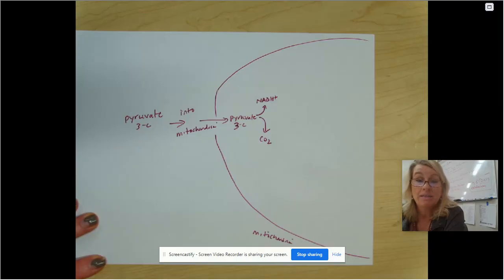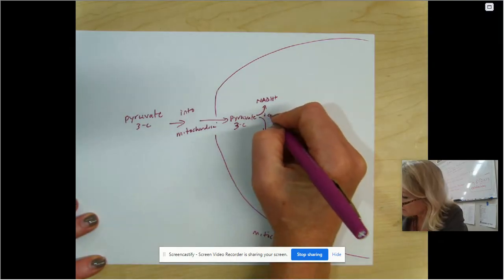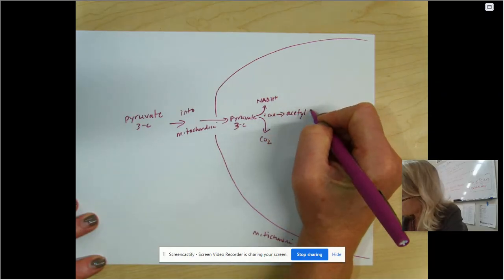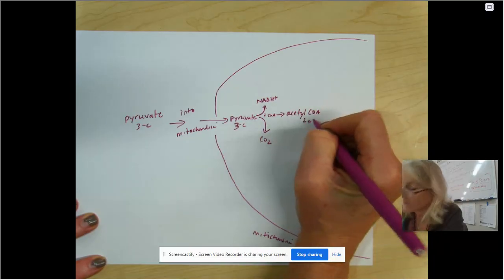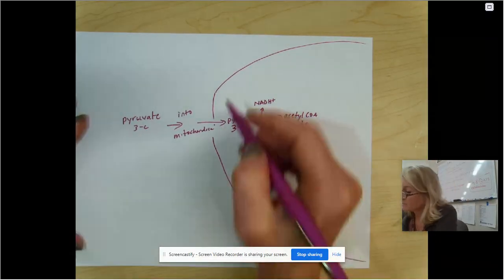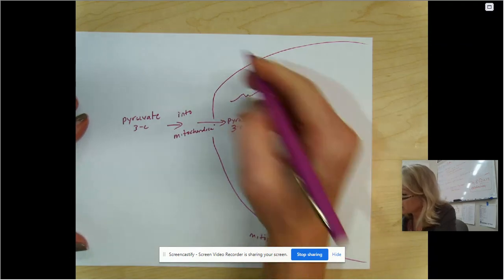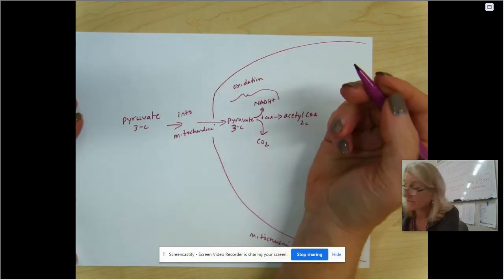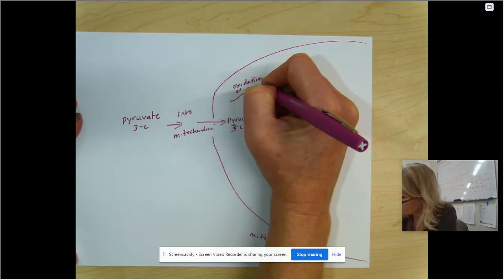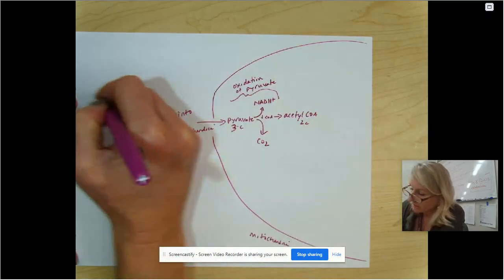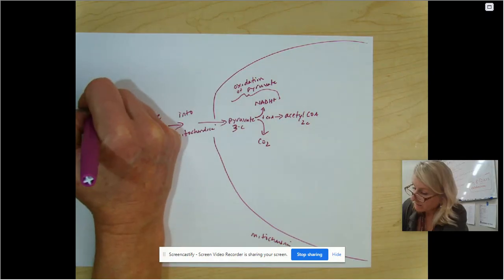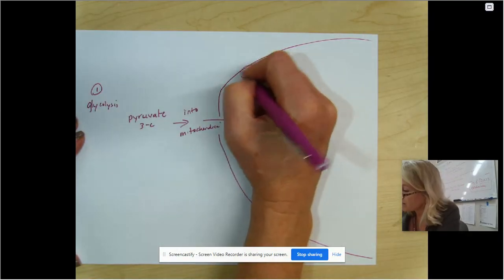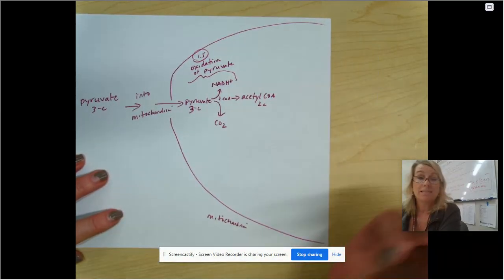Okay, we're going to add a coenzyme. And we're going to end up with something called acetyl-CoA, which has 2 carbons. This right here we call the oxidation of pyruvate. It would be step 1.5. Remember glycolysis is number 1. This would be step 1.5. And then step 2 is the citric acid cycle.